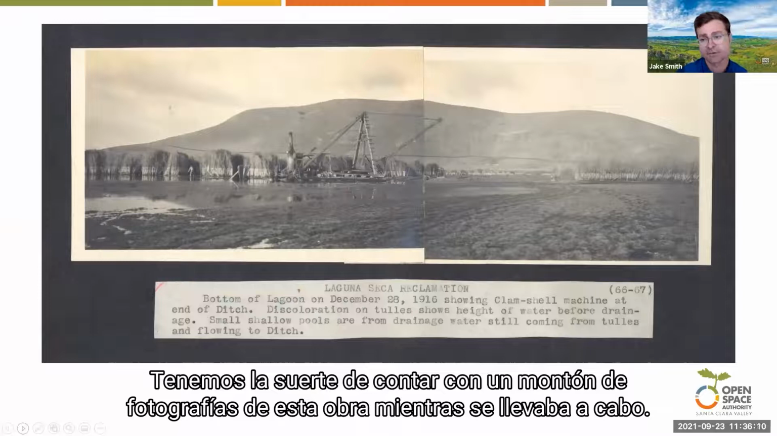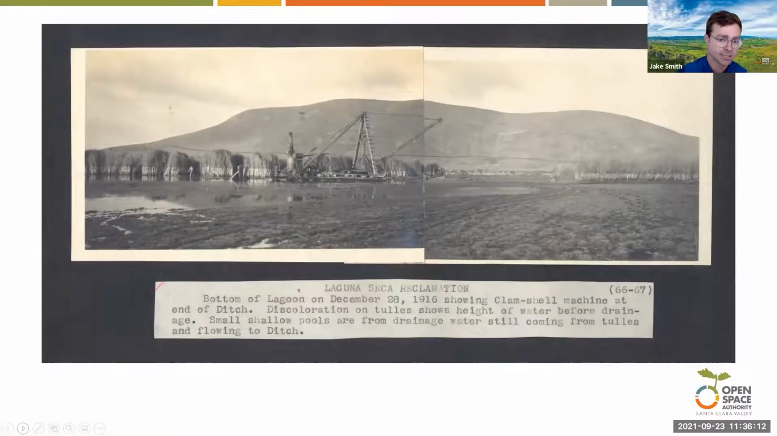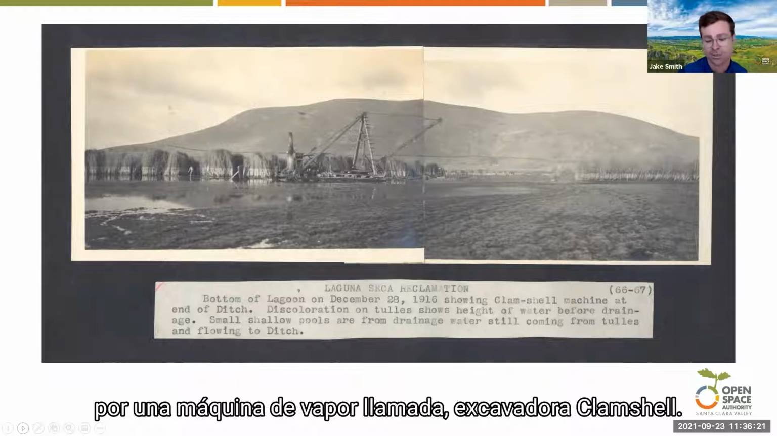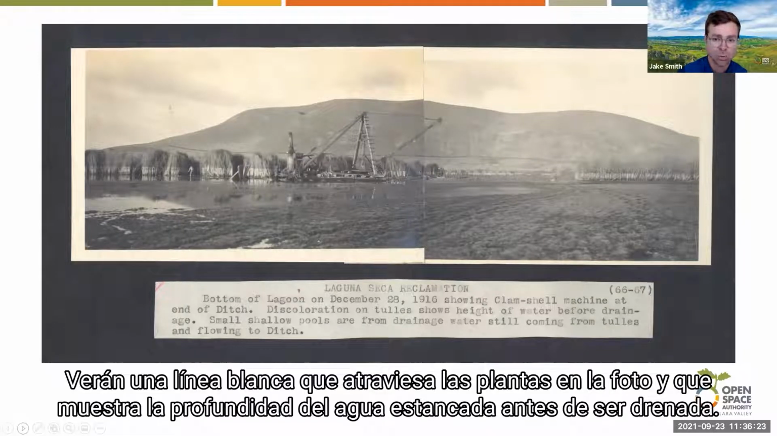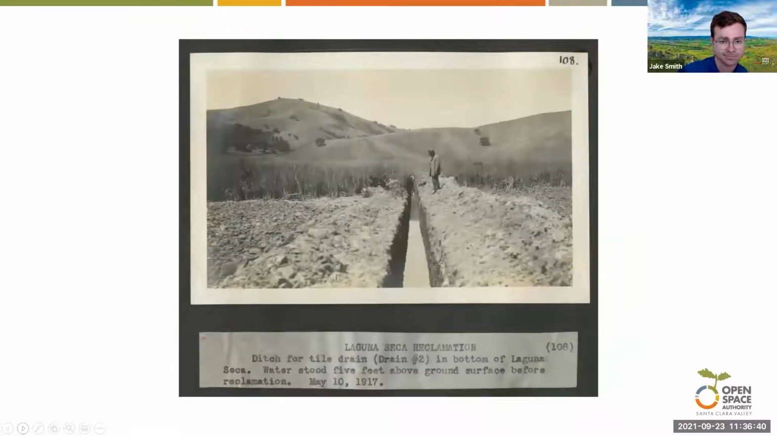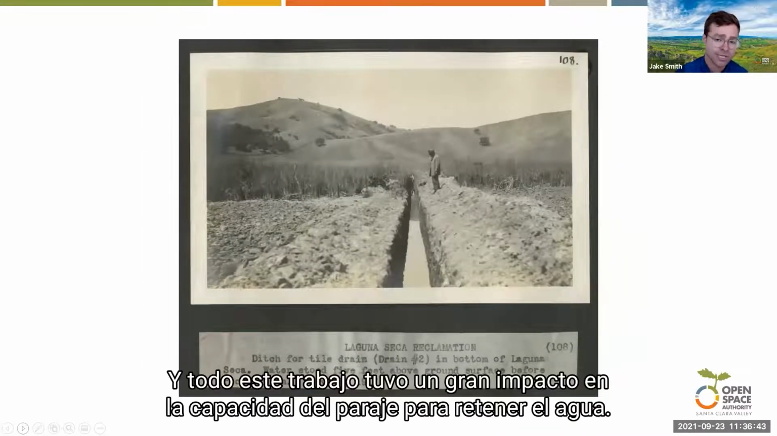And we're lucky to have a lot of photographs of this work while it was being done. This photo was taken in 1916 and documents when the lowest lying point of the Laguna Seca wetland was tapped and drained by a steam-powered machine called a clamshell digger. You'll see a white line across the plants in the photo showing how deep the standing water was before it was drained. And once the Laguna Seca was drained, it was burned, clearing most of the wetland and sending immense amounts of carbon into the atmosphere. And all of this work had a huge impact on the landscape's ability to hold water.